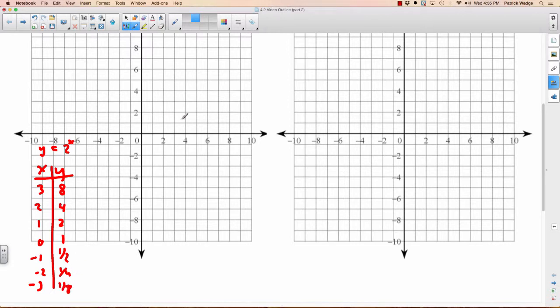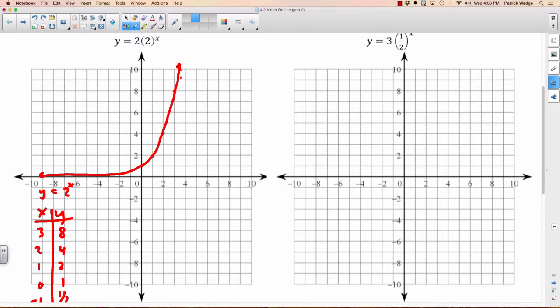We can graph that. 3, 8 goes here. 2, 4 goes there. 1, 2 goes there. 0, 1 goes there. Negative 1, 1/2. Negative 2, a quarter, and then it gets closer and closer. You remember this. This is an increasing function. It's getting bigger and bigger as it goes up here, and then it's getting closer and closer to the x-axis, which is the asymptote over there. This is what we did last time.